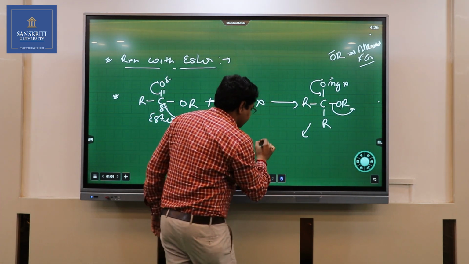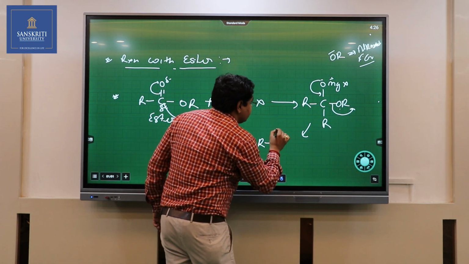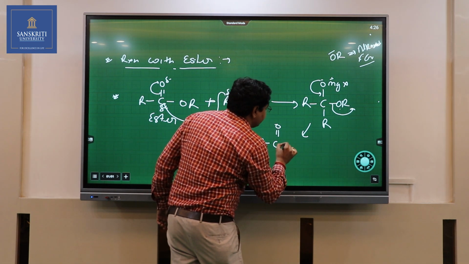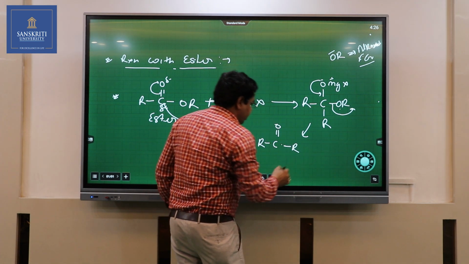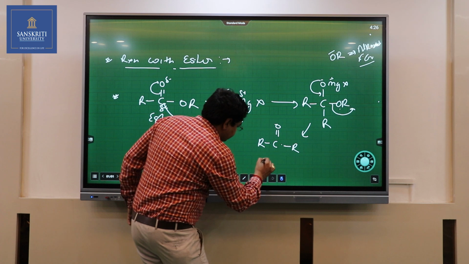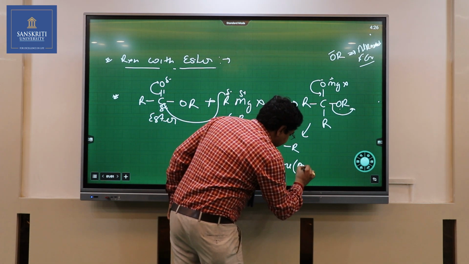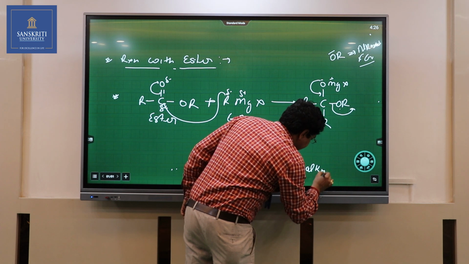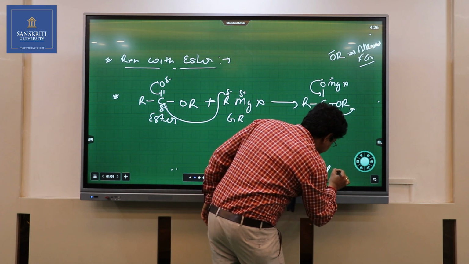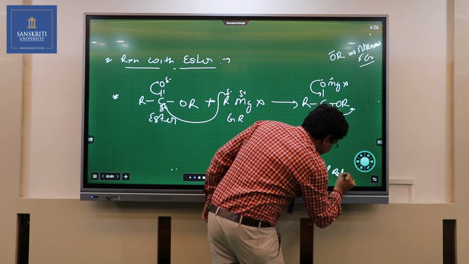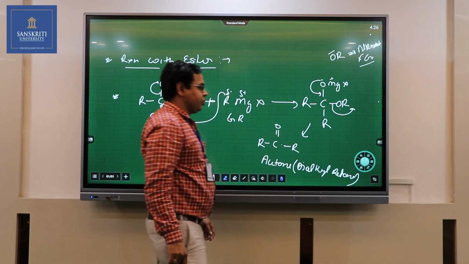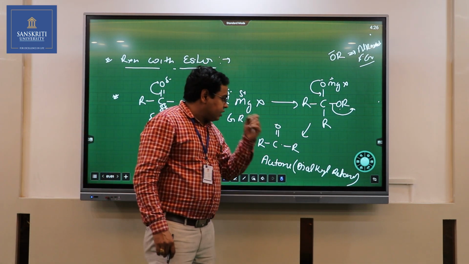Finally, we get the double bond C=O with R. This is the acetone compound. That is acetone. This is also called a dialkyl ketone.